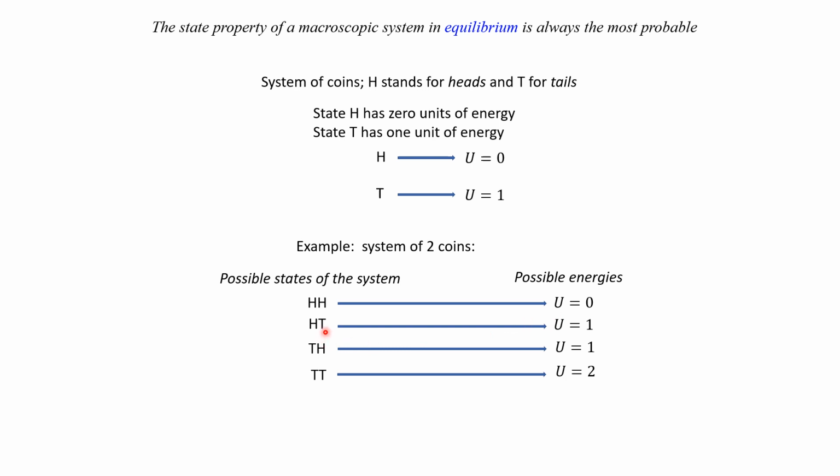Here we have one coin having 1 unit of energy, so the energy of this state is 1. Here we also have one coin having 1 unit of energy, so the energy of this state is also 1. And here the energy of this state is 2.